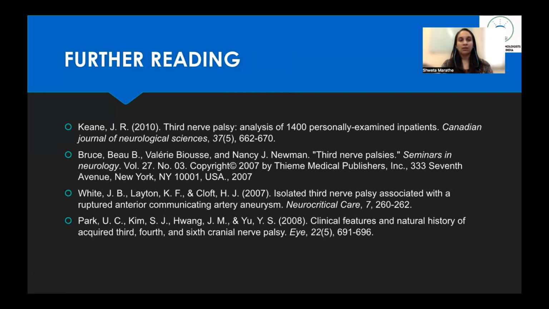This would be recommended for further reading and more comprehensive details about the third nerve palsy.